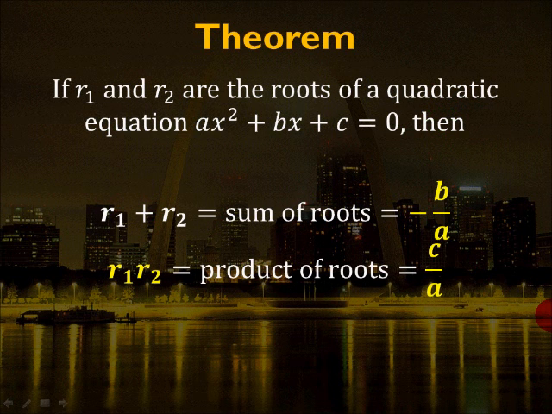Alright, we have now a theorem. If r1 and r2 are the roots of a quadratic equation, ax squared plus bx plus c equals 0, then r1 plus r2 equals the sum of the roots. The sum of the roots will also equal negative b over a. r1 times r2 equals the product of the roots, which will also equal c over a. So again, the sum of the roots will equal negative b over a. The product of the roots will also equal c over a. So that might be a shortcut to help solve some problems coming up.